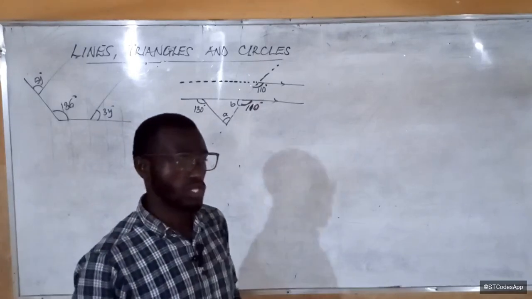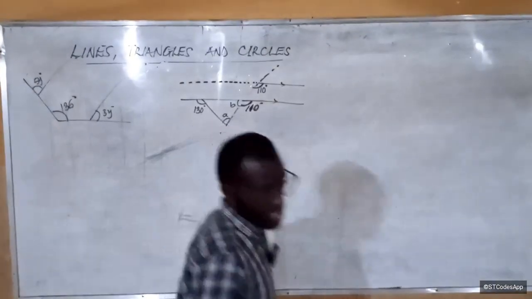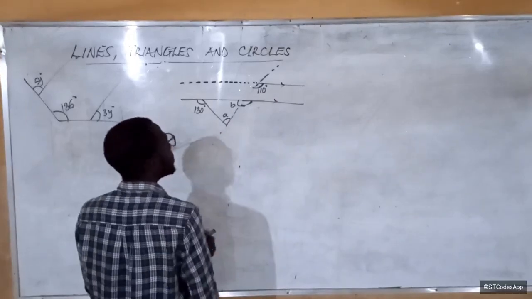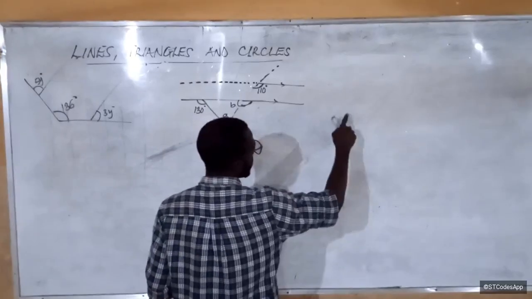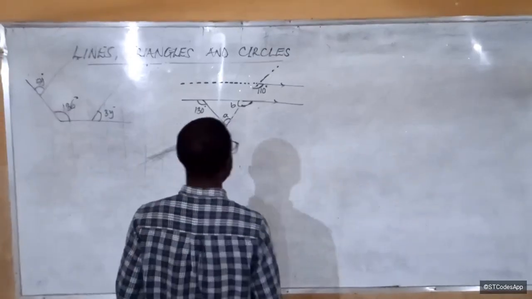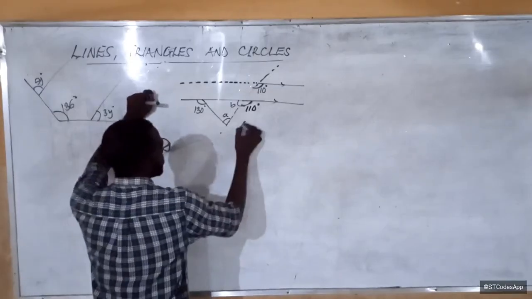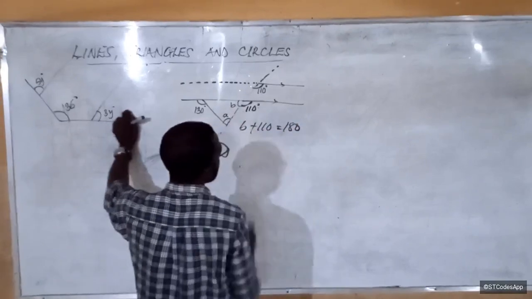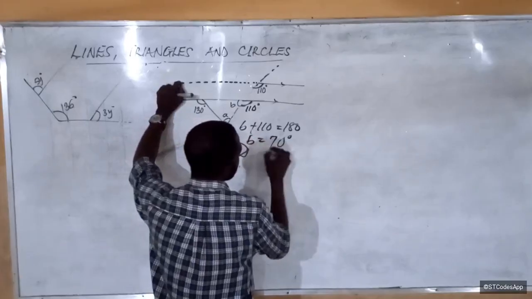You can actually name it. In theory, you should letter this place by yourself, like this. You should come here and say maybe C. You get it? So you now say C is equal to 110, using, in brackets, corresponding. Do you understand me? So this is now 110. So how do you find B now? B plus 110 will be equal to 180. So B should be what? 70.